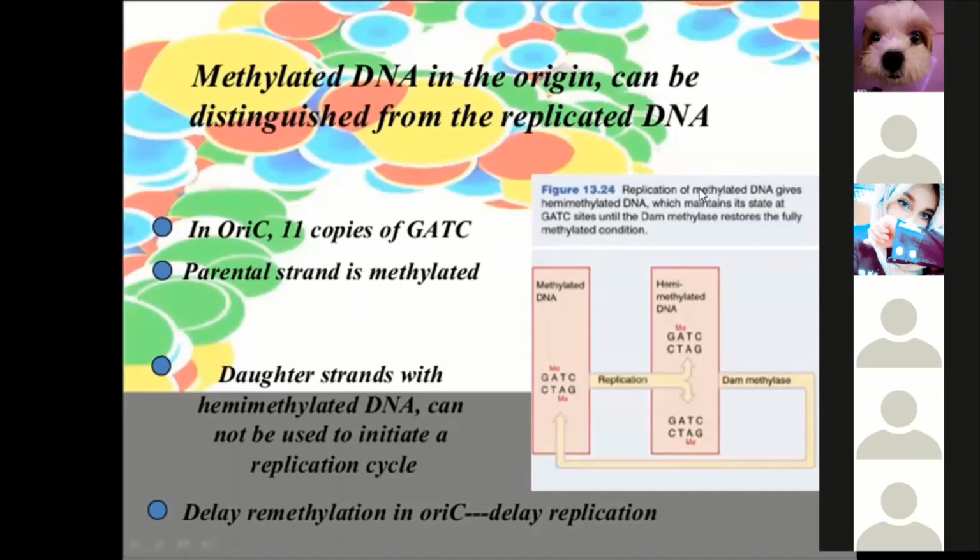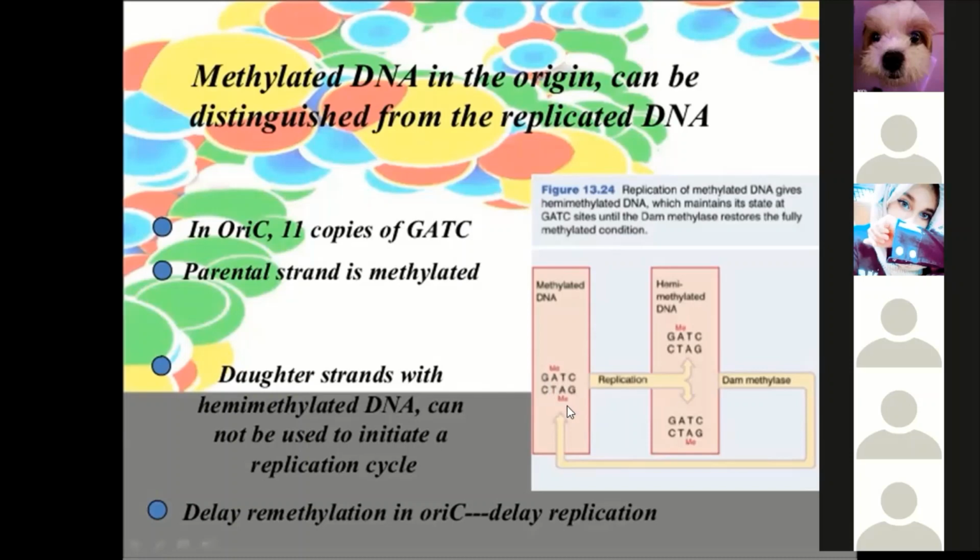So this replication of methylated DNA gives hemimethylated DNA, which maintains these sites in that state until the methylase restores the fully methylated condition. So how can you demarcate the parental strand from the newly synthesized strand? Parental strands are always methylated strands, okay? There are 11 copies of GATC, as I told you. So here it gets methylated.